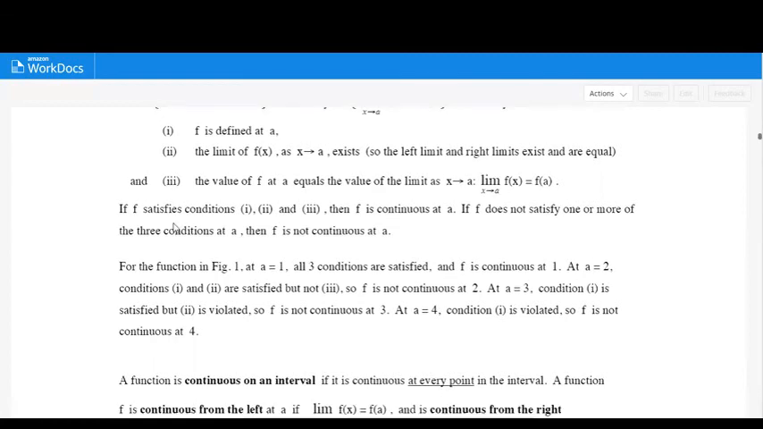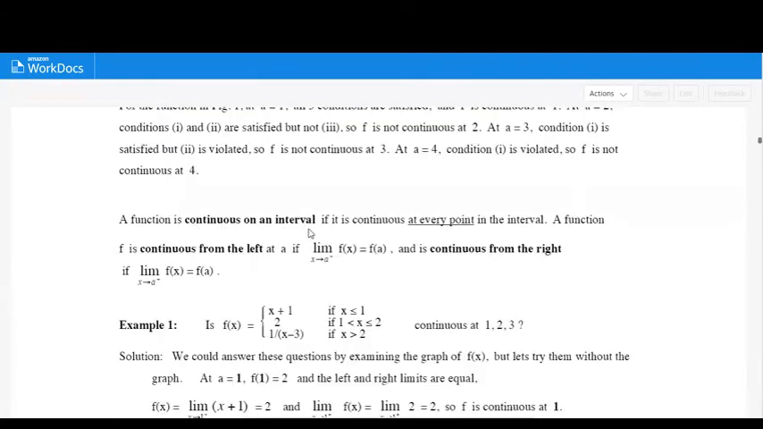Yan. So a function is continuous on an interval if it is continuous at every point in the interval. So a function f is continuous from the left at a if the limit of the function as x approaches from the left of a is equal to f of a, and is continuous from the right if the limit of the function as x approaches a from the right of a is equal to f of a.